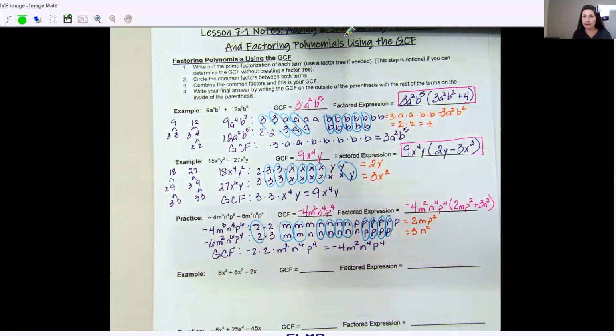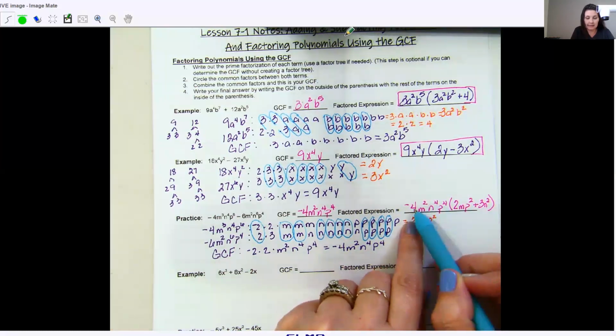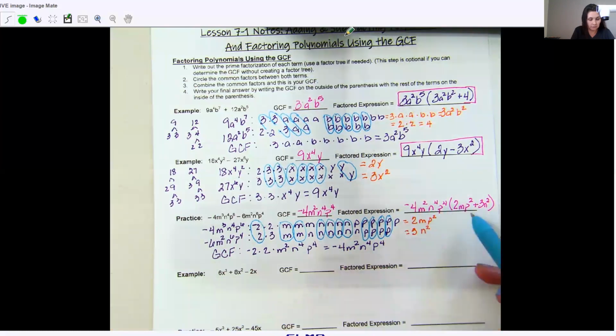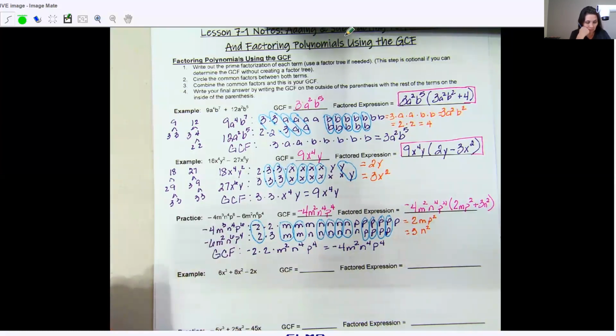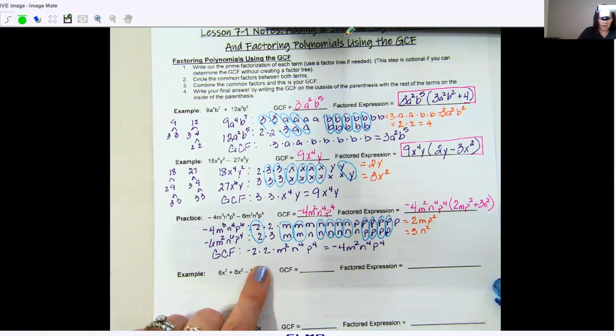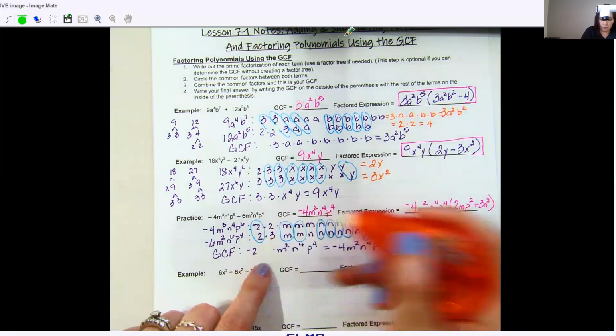Now, let me explain something really quick. If you wanted to go back and check to make sure your signs are correct, just check with your coefficients. Negative 4, did I do that right? Times 2 is a negative 8, not a 4. What did I do wrong here? Oh, you know what I did? I put 2 twice here, and I should have only put 1.